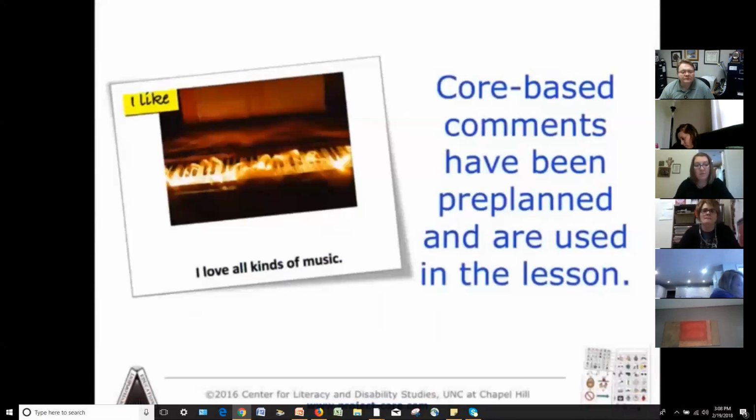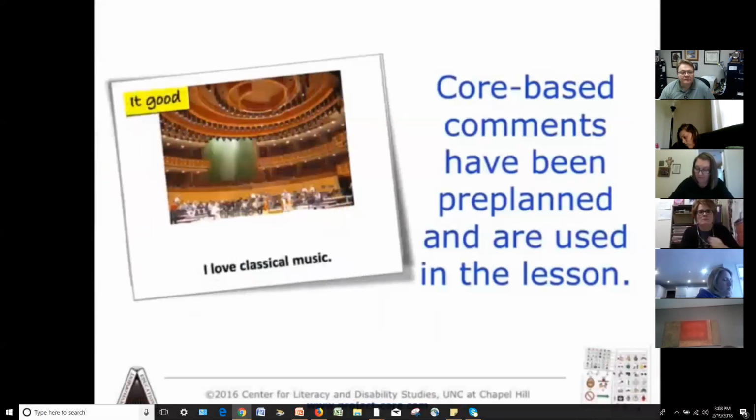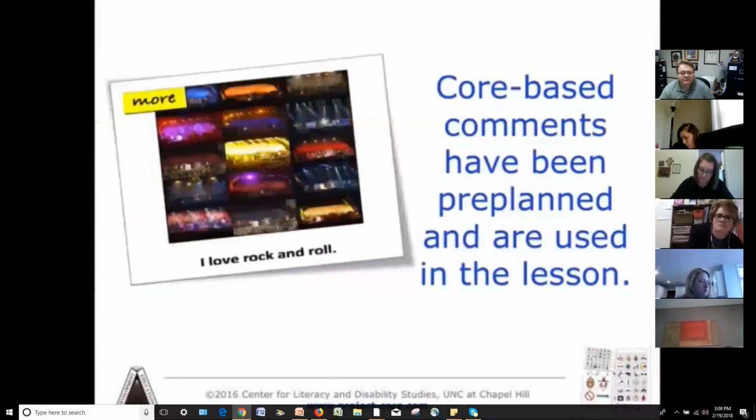You see an example here of a book called I Love All Kinds of Music from Tar Heel Reader. You might plan to model "I like" on the first page, "it good" on the second, and "more" on the third. You should plan different comments to use each time you read the book.